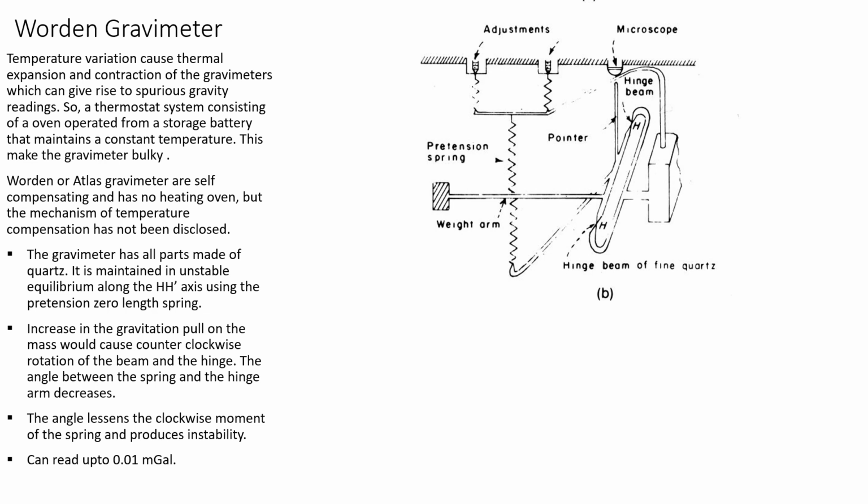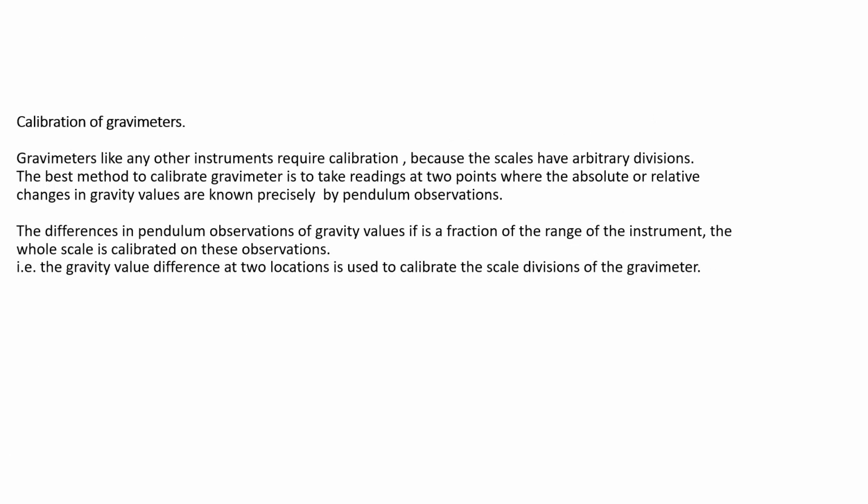And this type of gravimeter can read up to 0.01 milligal. At last, one thing we finally need to know is the calibration of gravimeters. Gravimeters, like any other instrument, need calibration because the divisions of the scale on the gravimeters are arbitrary. We don't know what we are measuring when we measure through gravimeters unless it is calibrated. So there are divisions, but we don't know what values of gravity the gravimeter is measuring.